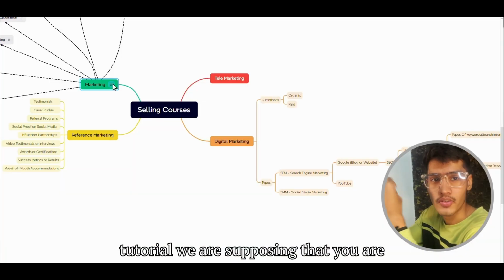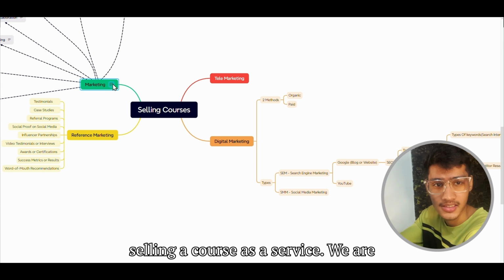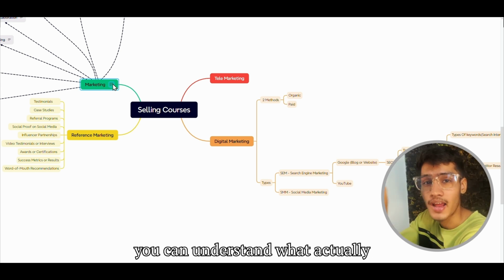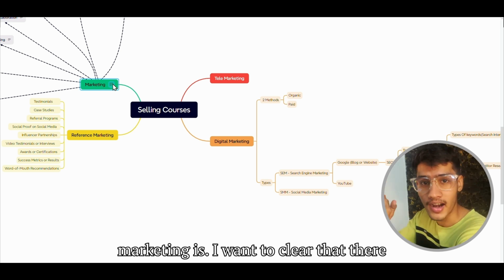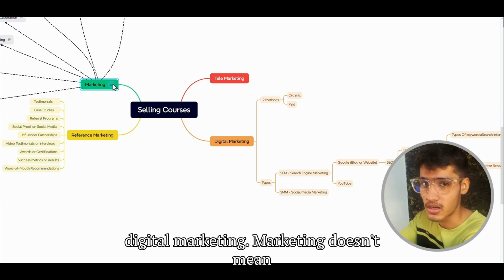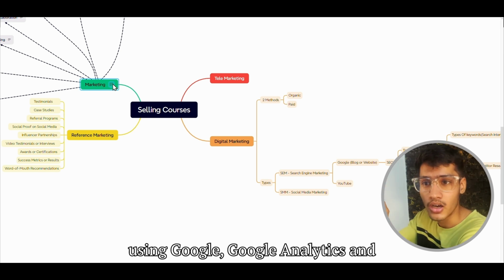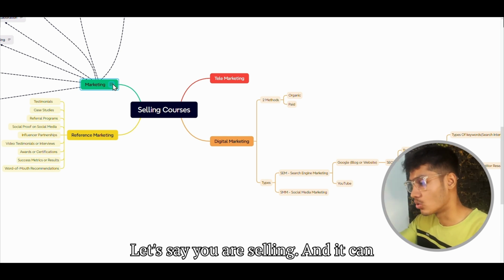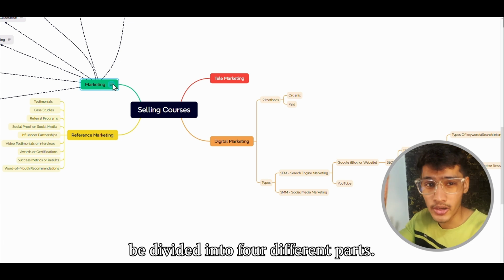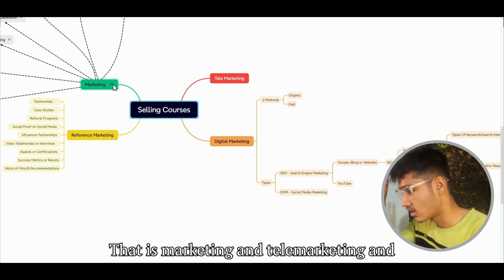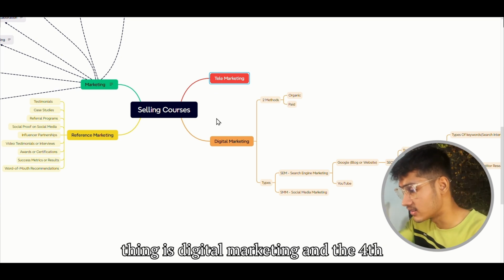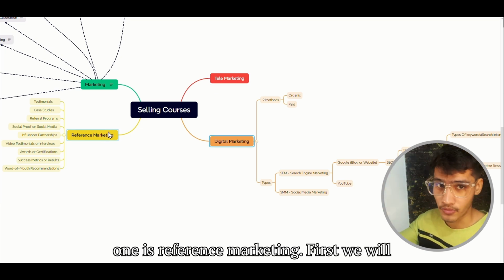In this tutorial, we are supposing that you are selling a course as a service. We are creating a marketing plan around it so you can understand what marketing actually is. I want to clear that there is a difference between marketing and digital marketing. Marketing doesn't mean using Google Analytics and Facebook Pixel and some of the stuff. Let's say you are selling courses, and it can be divided into four different parts, that is marketing and telemarketing and how you can sell your courses. Another thing is digital marketing, and the fourth one is reference marketing.